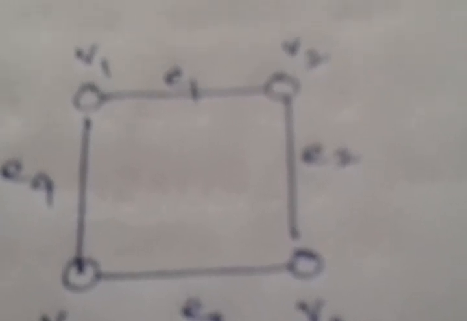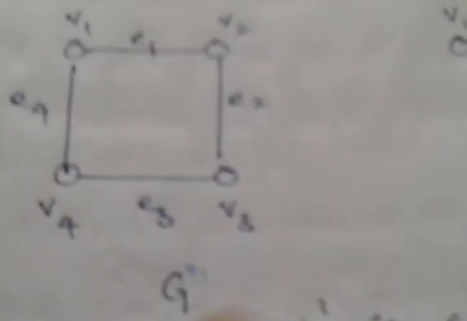Now a subgraph is a graph which is obtained from the existing graph by deleting some vertices and some edges. We can delete some vertices and we can delete some edges. Such a type of graph is called a subgraph. So G dash, now I am constructing a G dash. How many vertices? V1, V2, V3, V4. 4 vertices in the original graph.